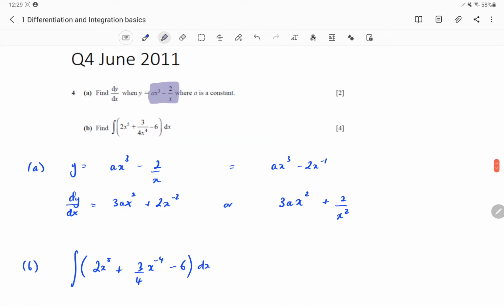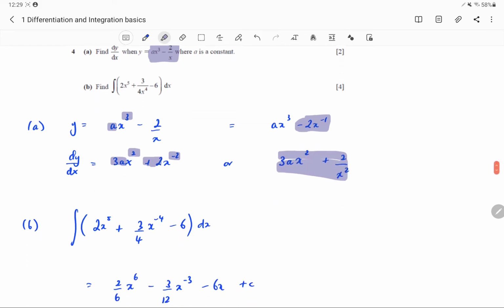This question will rewrite the 2 over x to give us 2x to the minus 1. Differentiating 3 times a is 3a, and then subtract 1 from the index. And then minus 1 times minus 2 gives us a plus 2, and then subtract 1 from your index. So you can rewrite that as 3ax squared plus 2 over x squared.